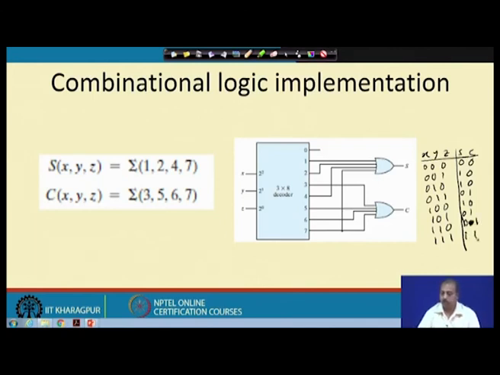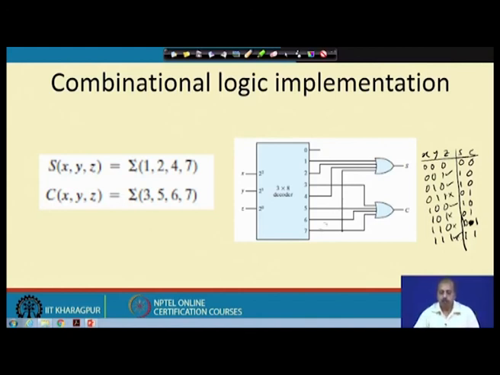Now, sum is 1 for the combinations 1, 2, 4 and 7. For these cases sum is equal to 1, and the carry is equal to 1 for 3, 5, 6 and 7. For these cases carry is equal to 1. So, this is the min term based representation. If you are trying to realize some circuit using a decoder, first we have to come to the min term representation of the function, where it lists down the min terms corresponding to the function.